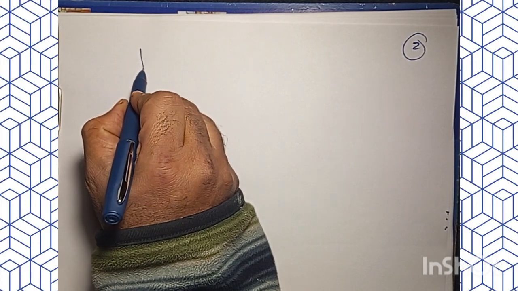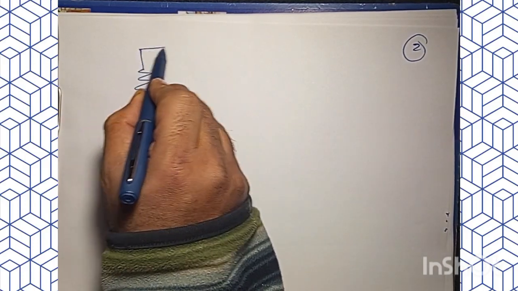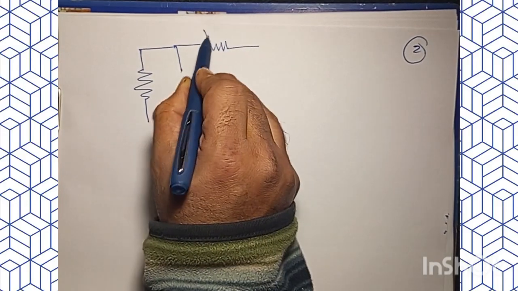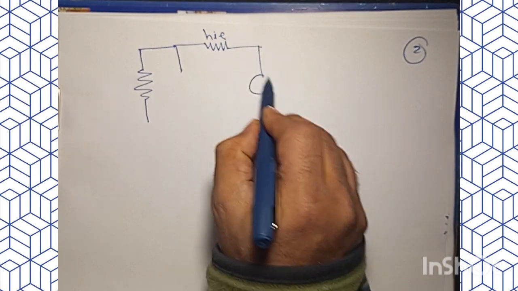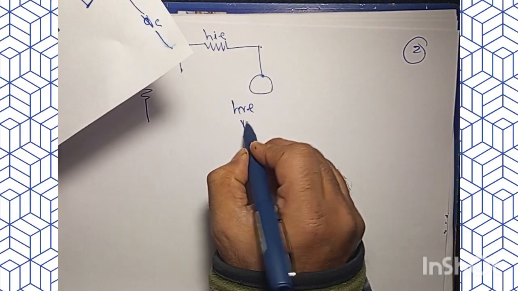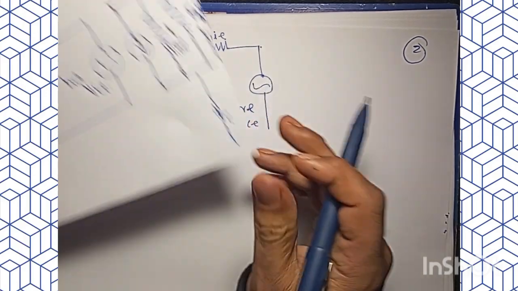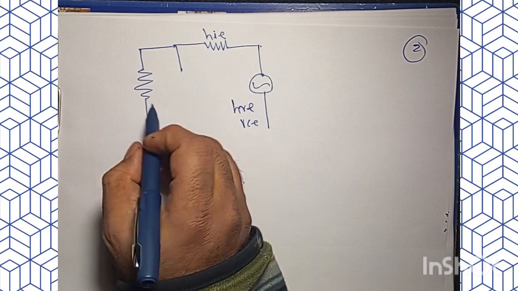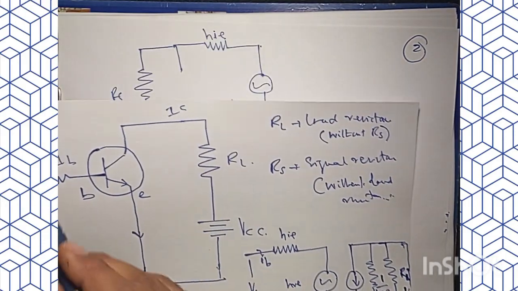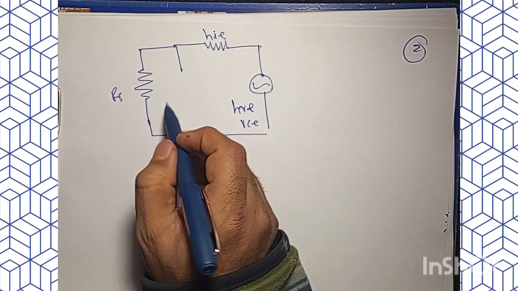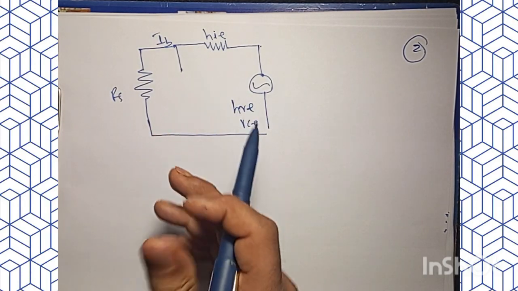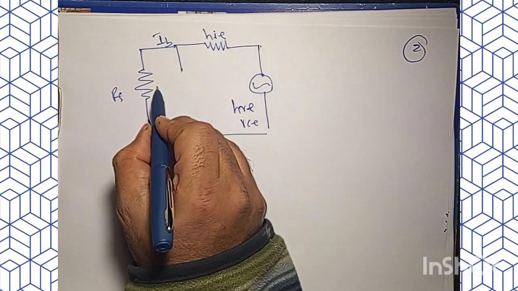Here I will have this HIE. Right here I will have HRE VCE, as is the case. So here is a voltage generator, and then this is RS. RS times the current will give me VS, right? So this is RS here, and this is VB.